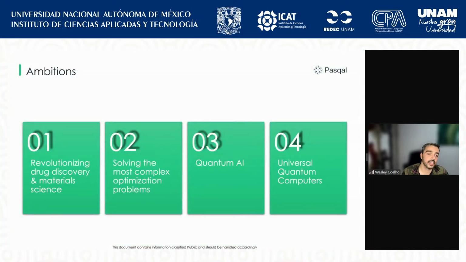And then ambitions. That one, using quantum computers to do drug discovery and material science research is very promising, because it's literally applying quantum systems to do quantum calculations. So that's the best usage of the quantum computers. And I think that will be the first quantum advantage that we're going to see with this type of technology.